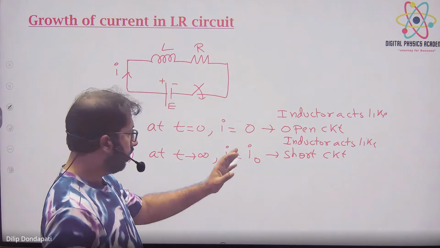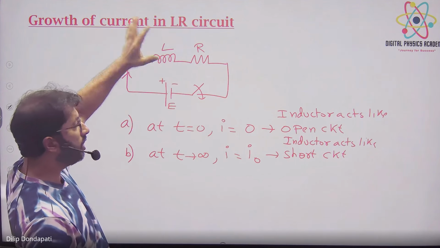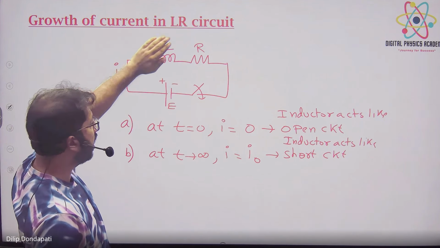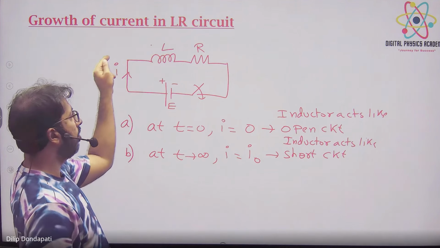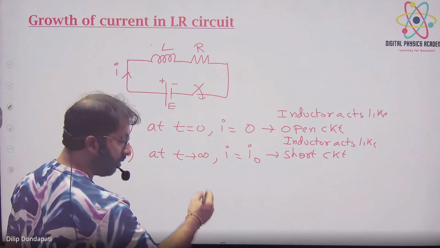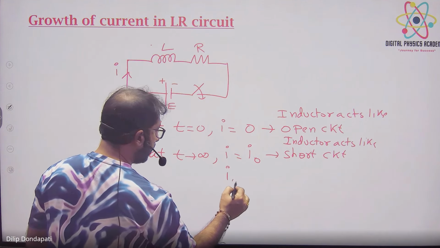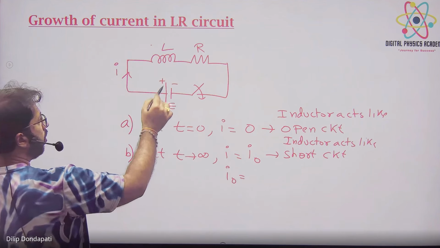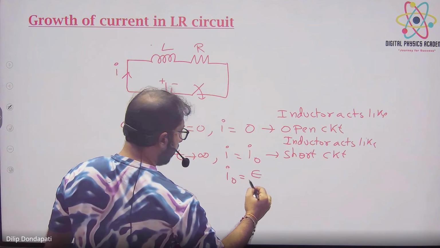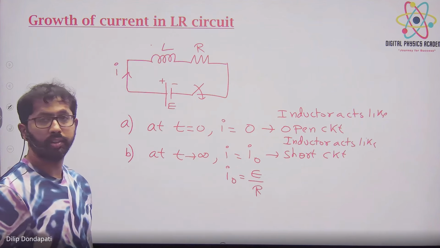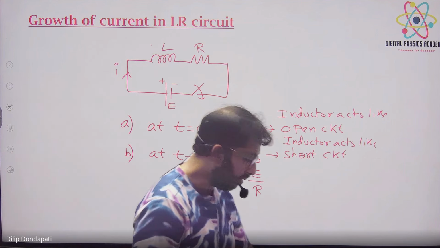So after a very long time, it is not changing any current. So the inductor will remain physically but will not do any work. It will allow the total current. At that time, what is the maximum current? The maximum current in the circuit is voltage upon resistance only, E by R, because there is only one resistance and one voltage. This is the maximum current flowing at the time of infinity.